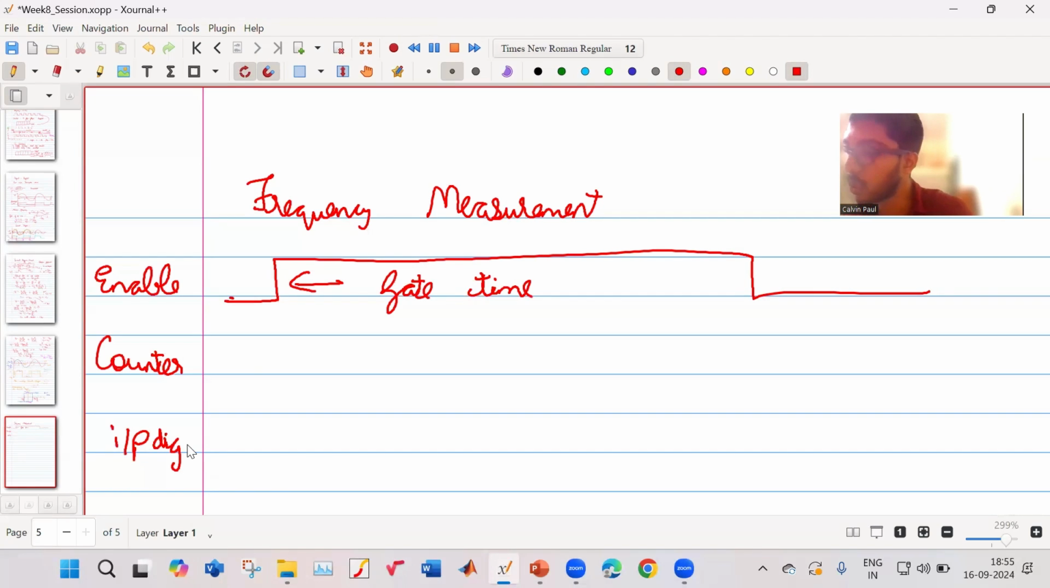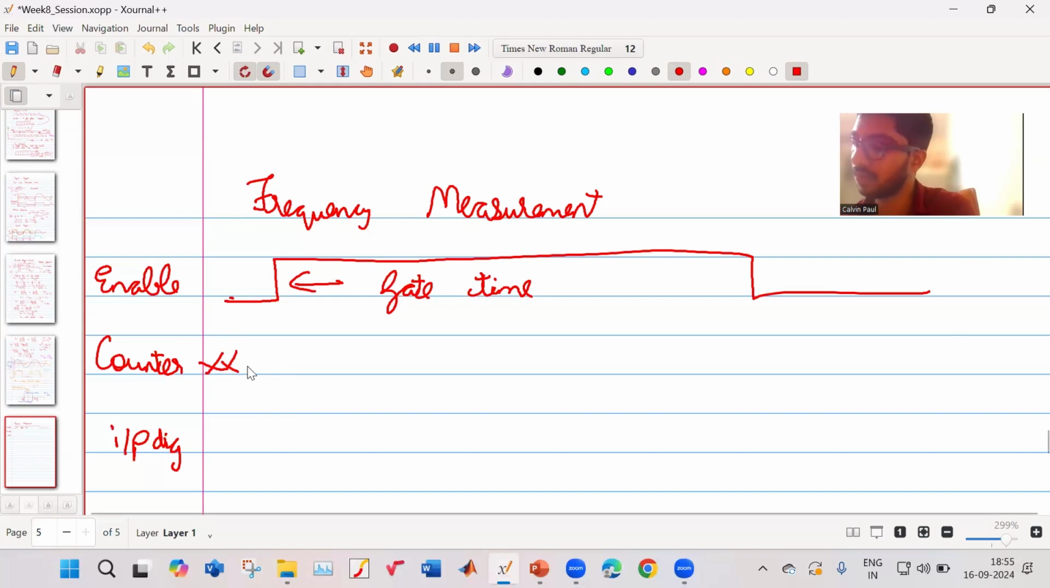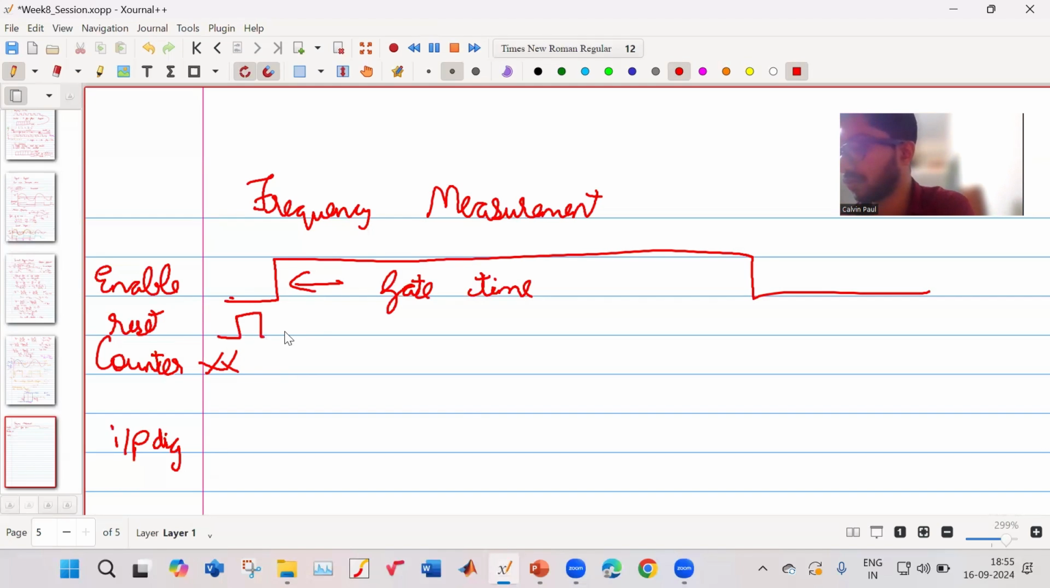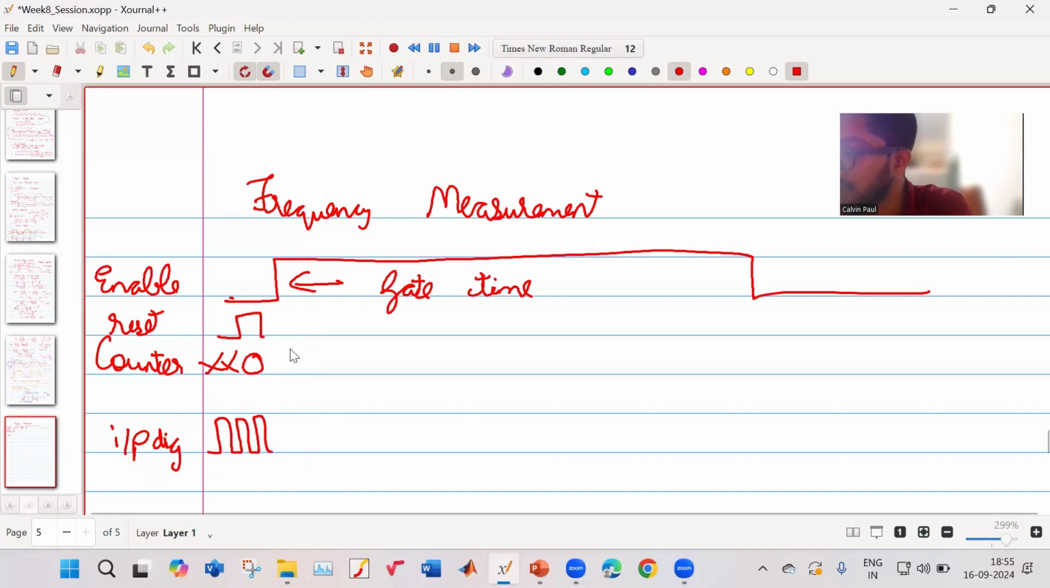Right? Now, we have a counter. Its value could be anything. Earlier, its value could be anything, x, some value. But before, let's say we have a reset. Before we start the gate time, we have to make sure the value becomes 0. So we give some reset signal and my counter value becomes 0. Let us say our input signal is something, we don't mind. Then it gets enabled.